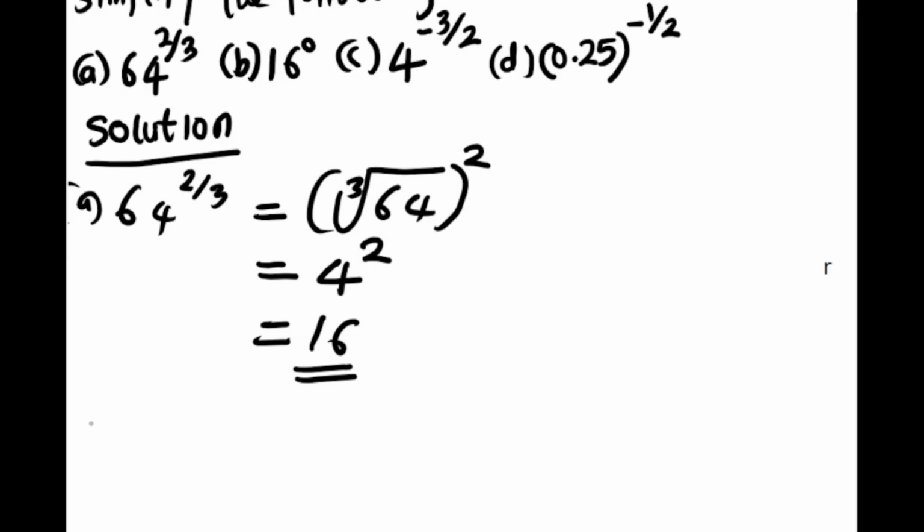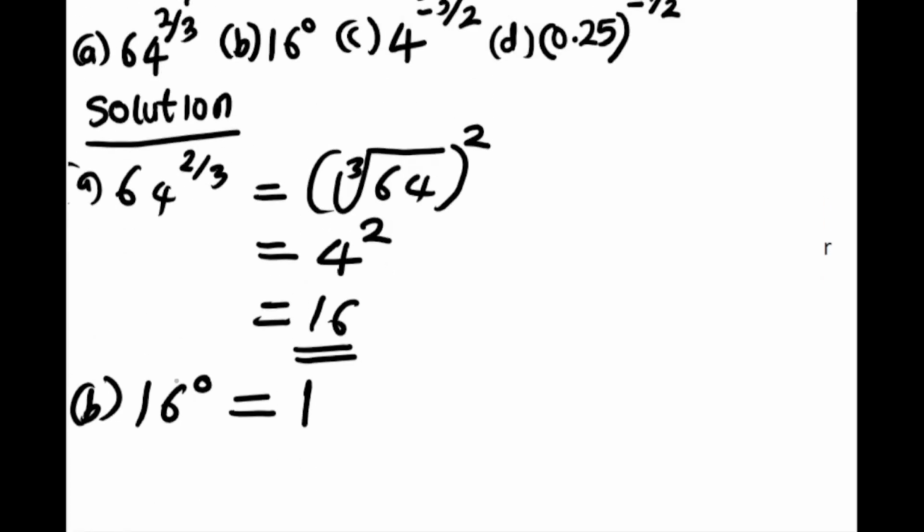Then the B, we have 16 raised to the power of 0. Now, from our laws of indices, anything raised to the power of 0 is what? 1. So 16 raised to the power of 0 is what? Is 1. So this is our answer.